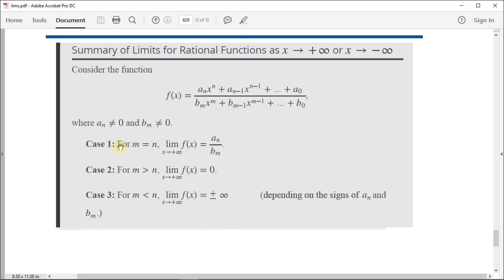Case 1 for m equals n. So if my biggest exponent on top, n, is equal to my biggest exponent on bottom, m, then the limit's going to be a sub n over b sub m. Well, what are those? Those are actually the leading coefficients in the terms where you had the big exponents. This is going to be whatever these numbers are.